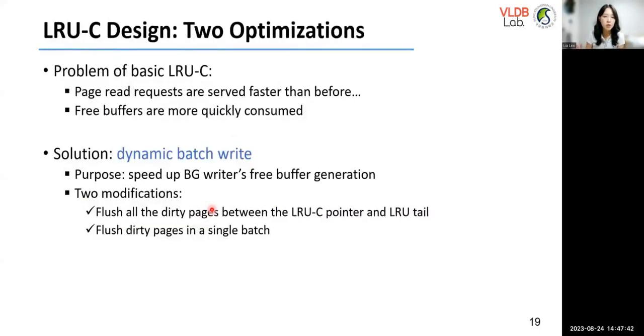So far, what we did was to speed up the read request by resolving restall-induced read-write serialization. However, the remaining problem is that the free buffer frames are consumed more quickly than before, but the speed of the background writers remains the same. Therefore, in order to speed up the background writer's free buffer generation, we came up with an optimization called dynamic batch write. In this optimization, the background flusher writes all the pages between the LRUC pointer and the LRU tail, since we know that all the pages after the pointer are clean. And it flushes all those pages in a single batch.